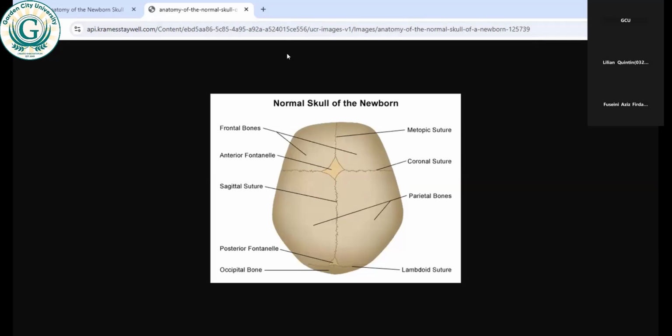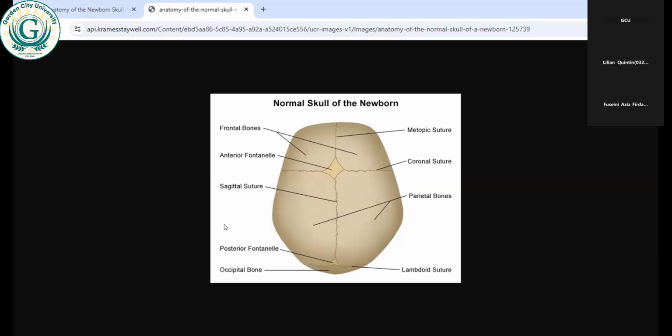Please, a question. How long does the frontal suture take to close? 18 months. Okay, thank you. 18 months. And then the posterior is 6 weeks.